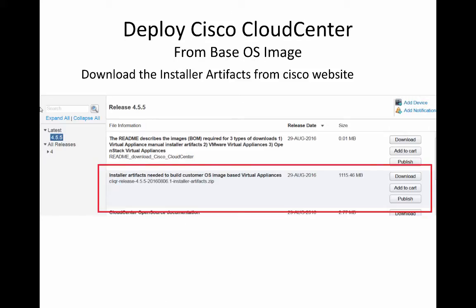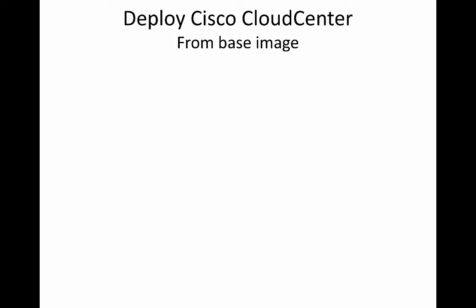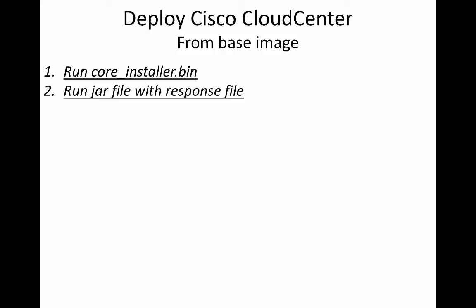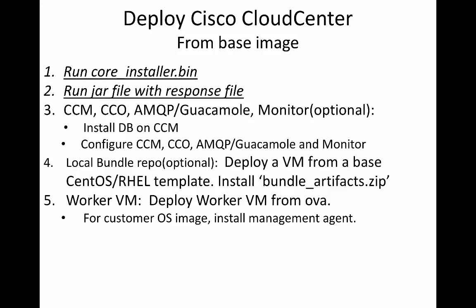So you can download that bundle, installer-artifact.zip, from the Cisco website. Base image on top of the OVA template, meaning the stages we do after the OVA template. We have to run that installer.bin and also, as I said, the ZAR file with the response files. And then the next steps are exactly the same as what we covered before.